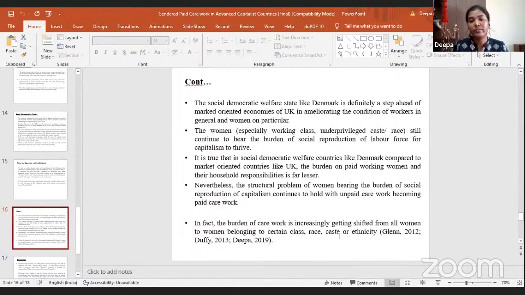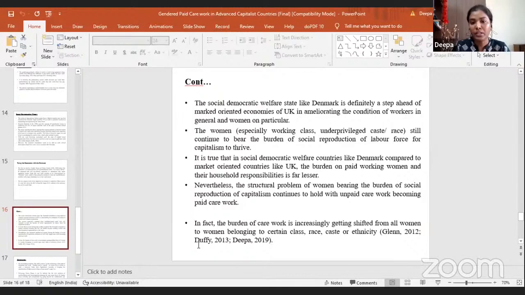The social democratic welfare states like Denmark are definitely a step ahead of market-oriented economies like the UK in ameliorating the condition of workers in general and women in particular. The women, especially working class, underprivileged, caste, race, still continue to bear the burden of social reproduction of labor force for capitalism to thrive. It is true that in social democratic welfare countries like Denmark, compared to market-oriented countries like the UK, the burden on paid working women and their household responsibilities is far less. Nevertheless, the structural problem of women bearing the burden of social reproduction of capitalism continues to hold, with unpaid care work becoming paid care work.